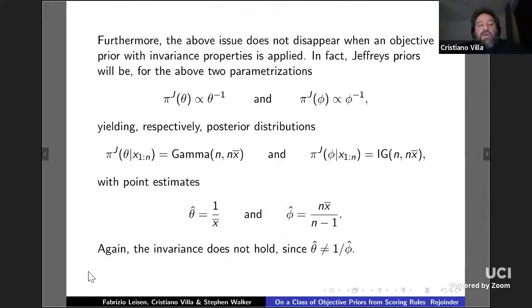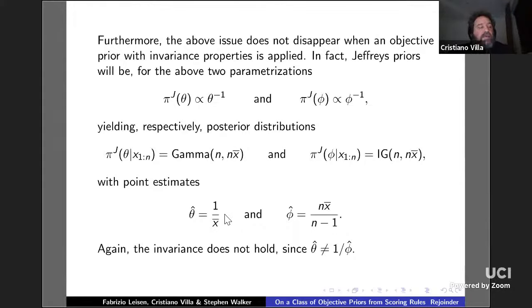Furthermore, what we have done is to look at the same problem using an objective invariant prior, the Jeffreys prior. And what we obtain is that the point estimates are 1 over x bar for theta hat and n times x bar over n minus 1 for phi hat. Again, even using an objective invariant prior, the point estimates are not invariant under reparameterizations.